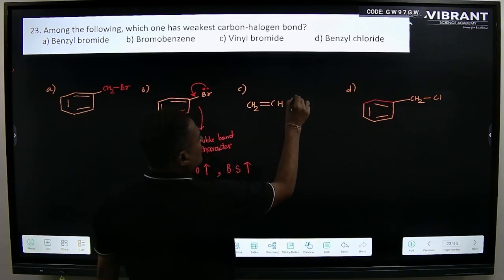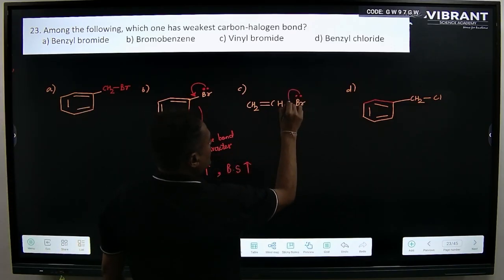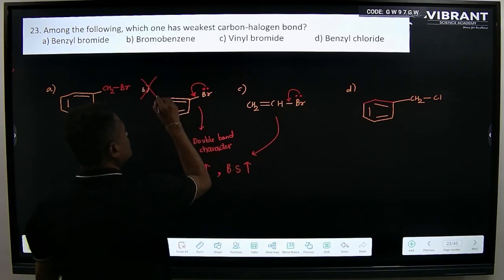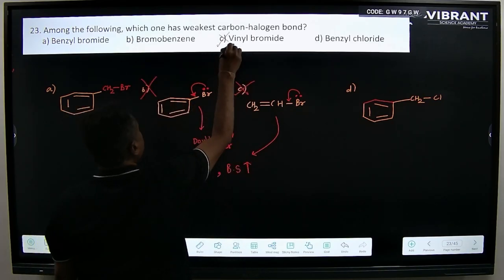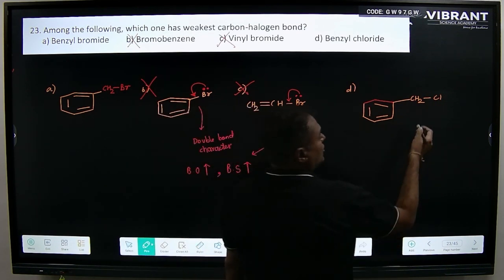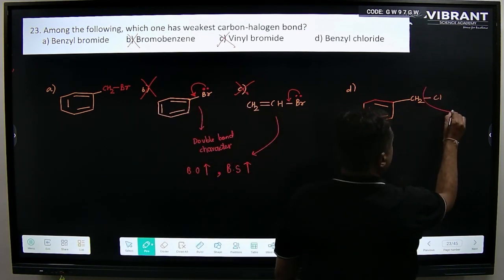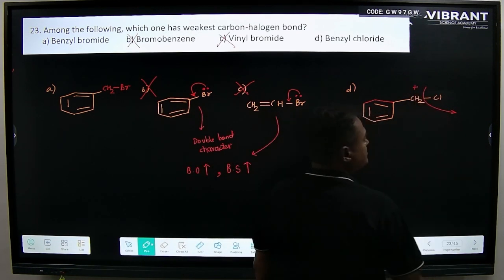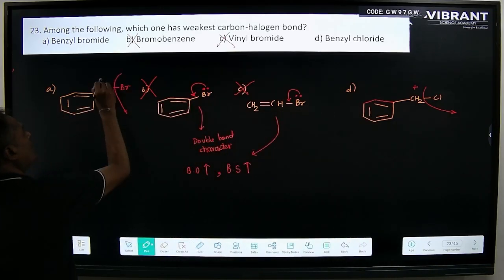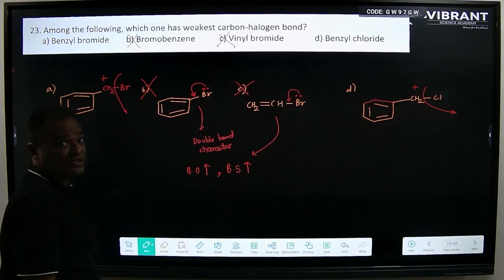Same story you have got over here also. If you check, again the same story. That means these cannot be the answer. Is it clear, child? Now, the only answer left out is what? Out of these two. Now, here there is no such resonance. As this part goes out, you will get carbocation form, and both the carbocations are stable.